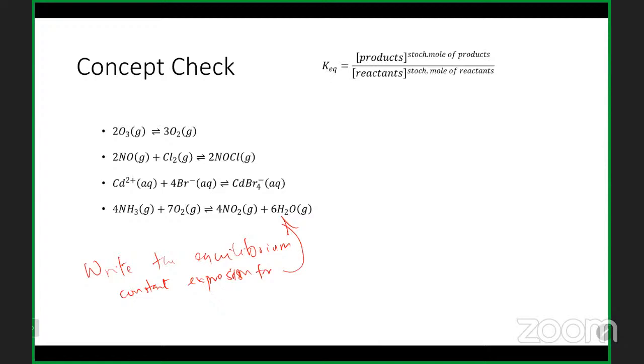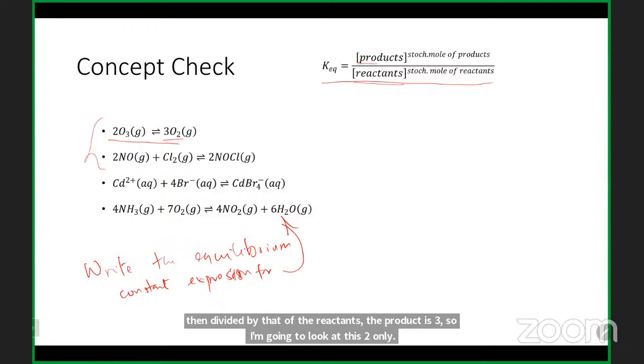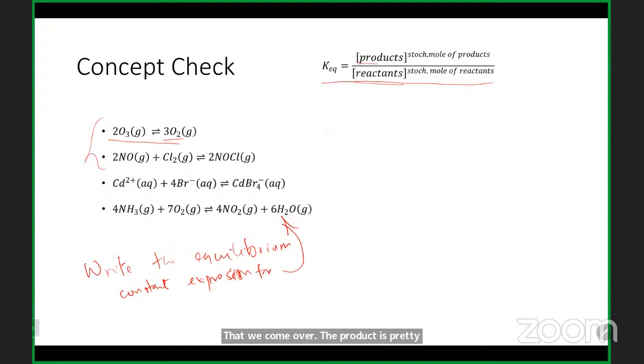This is the standard way to write it. Look at the product of all the products, and then divide it by that of the reactants. The product is O2. I'm going to look at these two only so that we can move on. So K equilibrium will be the product O2, with stoichiometric mole 3, over O3, with stoichiometric mole 2. Same thing for the second one. So that's what we have.